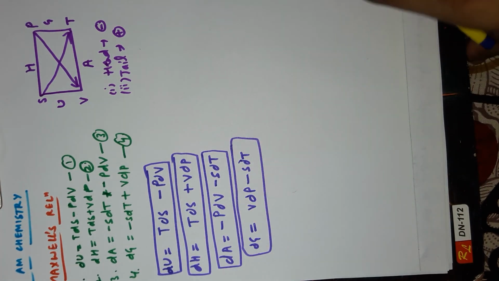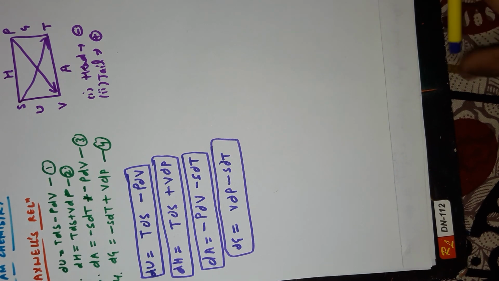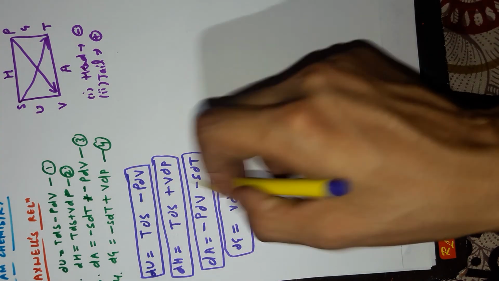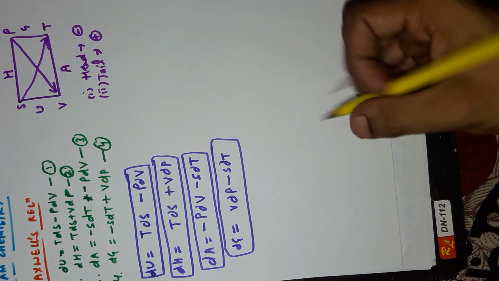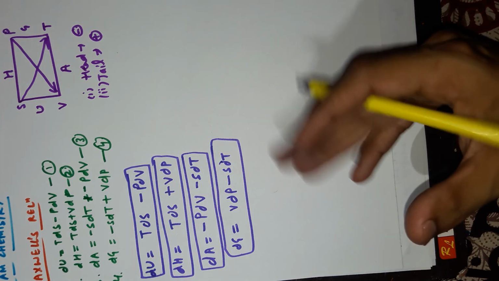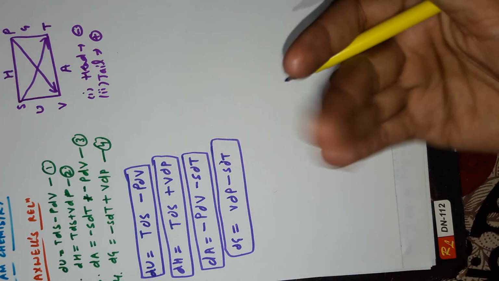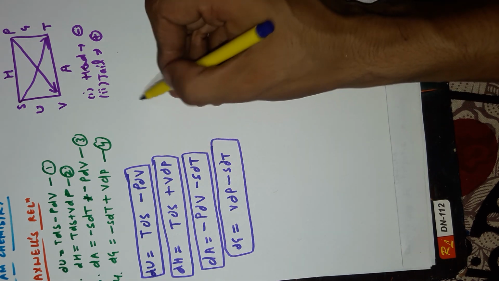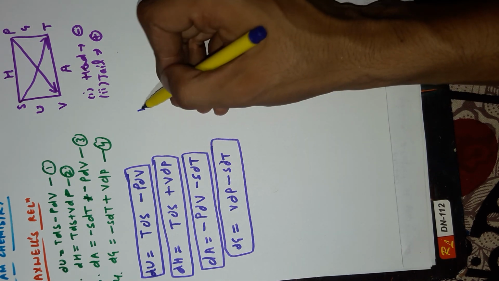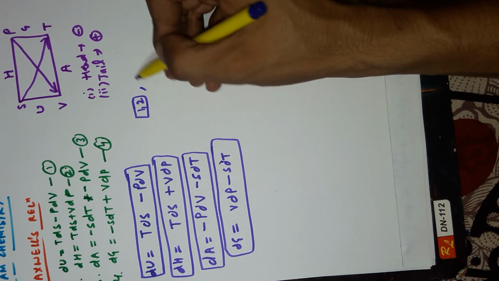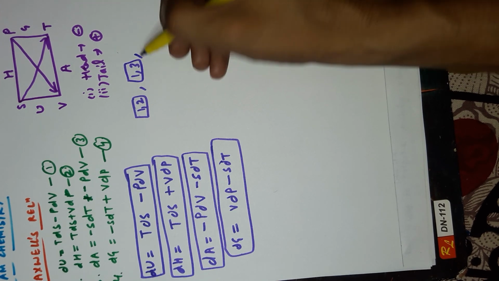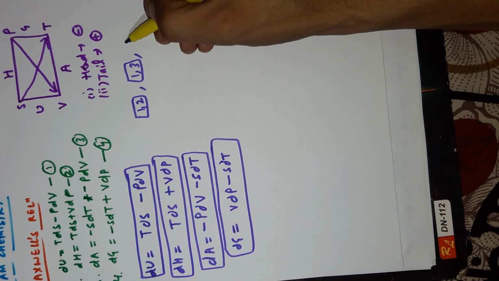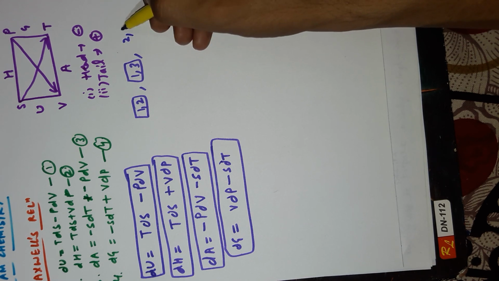Now we are going to use these four relations, and we have to calculate the relationship between these equations: for first and second, what is the relation, first and third, what is the relation, then first, second and third.